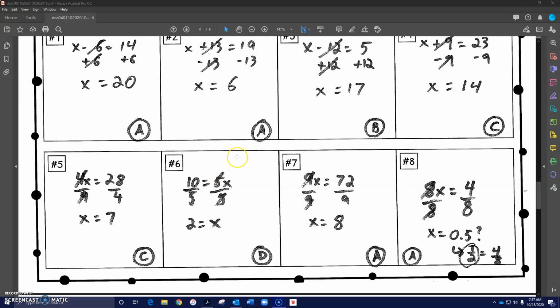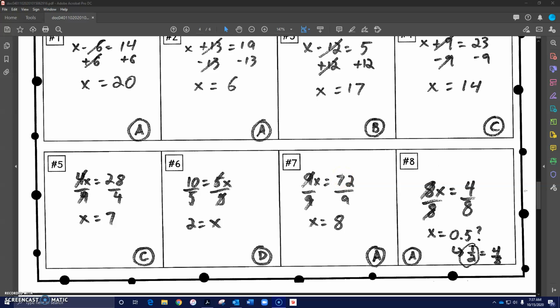For number 6, you had 10 equals 5x. Same as the last one, it means multiplying, so we divide both sides by 5 and get an answer of 2 equals x, which was answer choice D. For number 7, 9x equals 72, divide both sides by 9 and get an answer of x equals 8, or answer choice A. And number 8 was a little tricky.